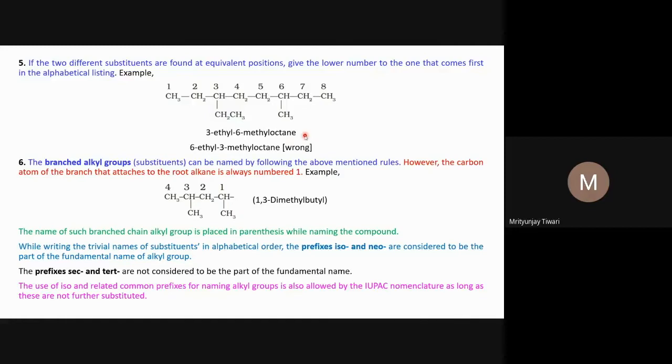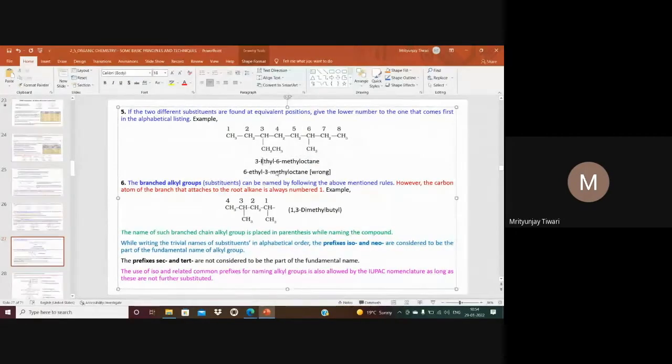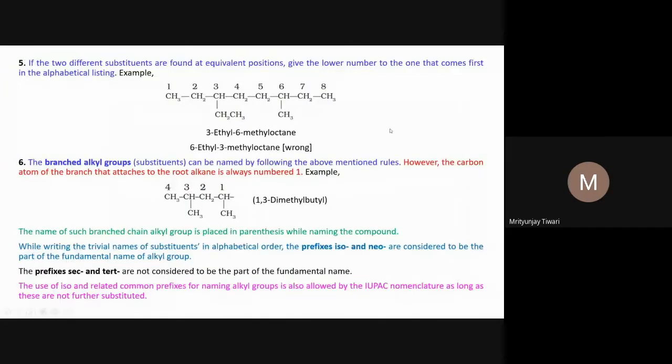And if you number 1, 2, 3, 4, 5, 6, meaning 6-ethyl, 2-methyl, then this will be a wrong name and you should not do that. And let me just correct it.